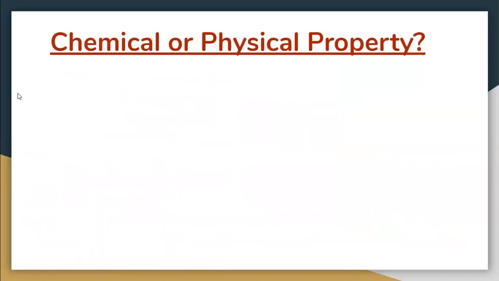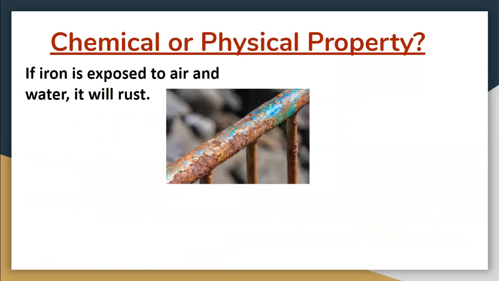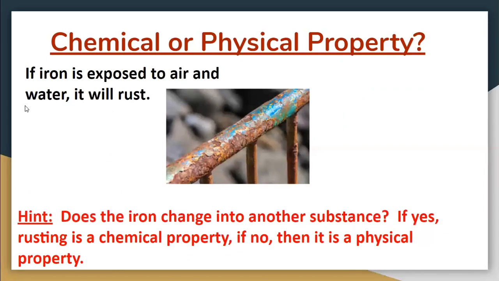Here's another one. If iron is exposed to air and water, it will rust. So does the iron change into another substance when it rusts? If yes, rusting is a chemical property. If no, then it is a physical property. What do you think, chemical or physical?